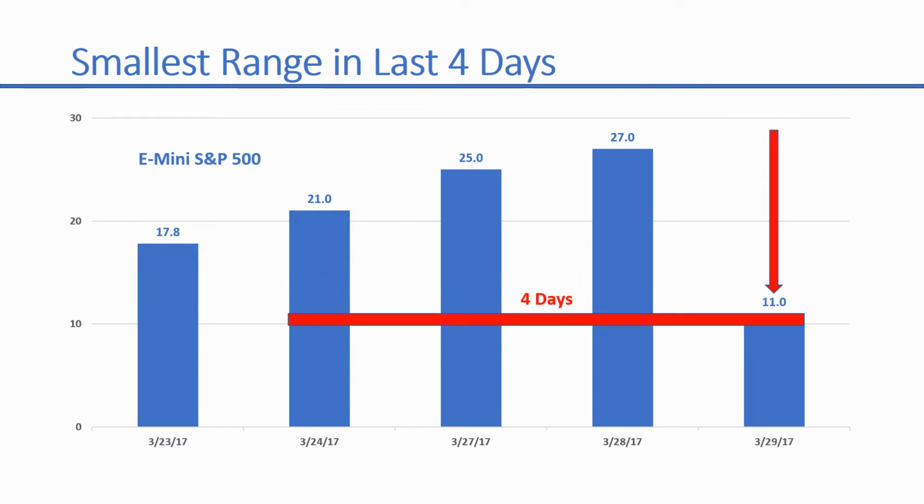Both requirements of the setup have been met. The 29th is an inside day, and it also has the narrowest trading range of the last 4 days. Conditions are ripe for a breakout the following day.